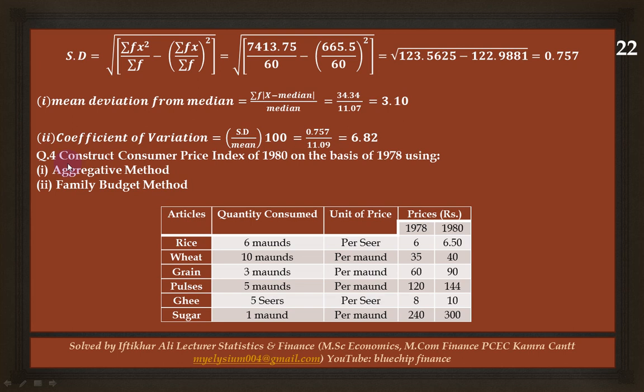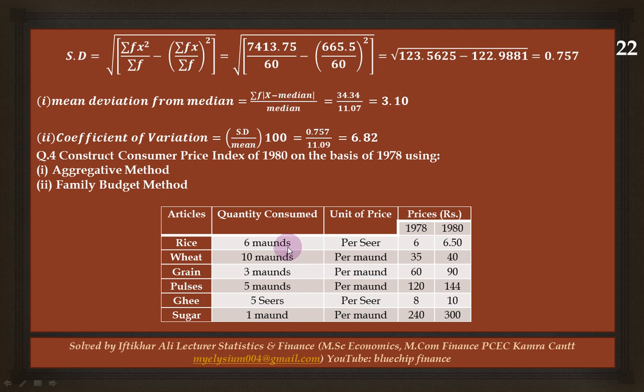Question number 4 is: construct consumer price index for 1980 on the basis of 1978 using aggregative method and family budget method. So first of all, we just tally these two columns कि इनके स्केल्स बराबर हैं कि नहीं. अगर स्केल्स बराबर नहीं है तो स्केल्स बराबर करें पहले. We must equalize the scales.